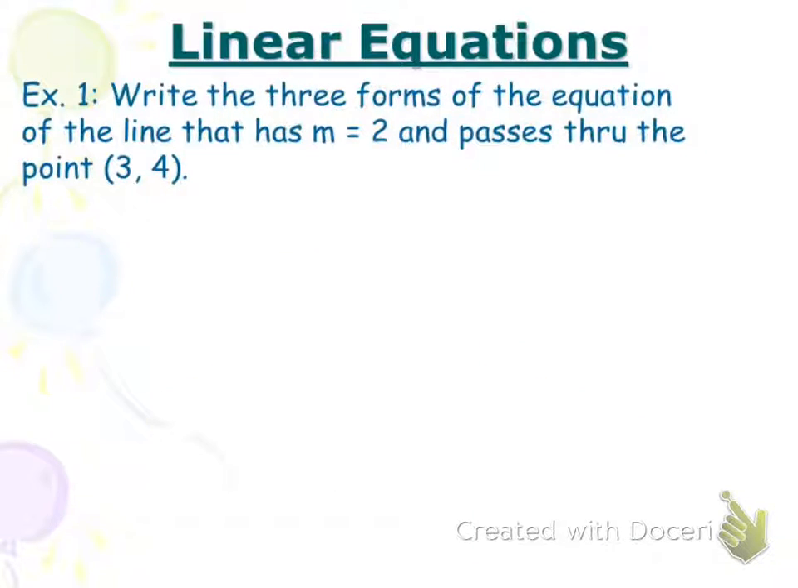All right, so let's just dive right in. Write all three forms of the equation of the line that has a slope of 2 and passes through the point (3, 4). As soon as you see the directions, write the equation of a line, what do I want you to write down? The point slope formula, which is y minus y1 equals m times x minus x1.